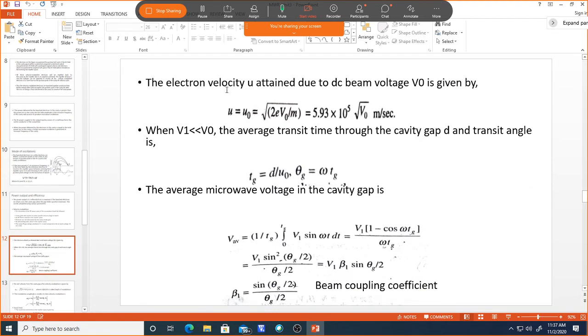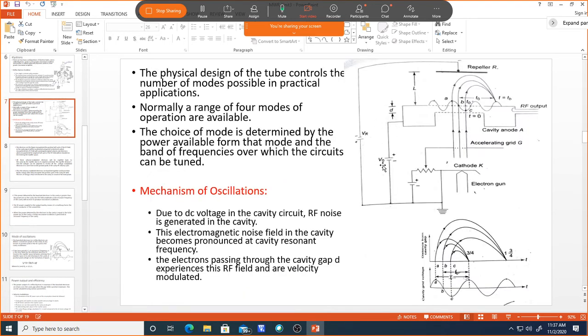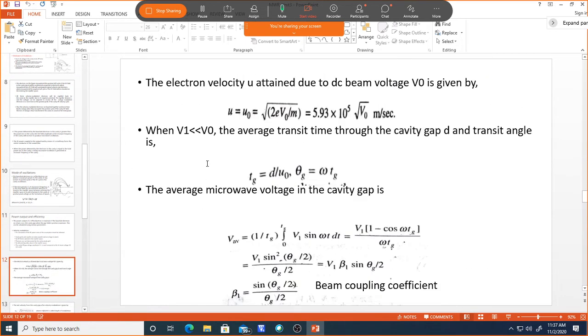Now, these are some of the equations used to calculate the power output and the efficiency. The electron velocity u attained due to the DC beam voltage, that is, the velocity of the electron due to whatever DC beam voltage is applied here, is given by this equation: u naught equals the square root of 2 e V naught by m.